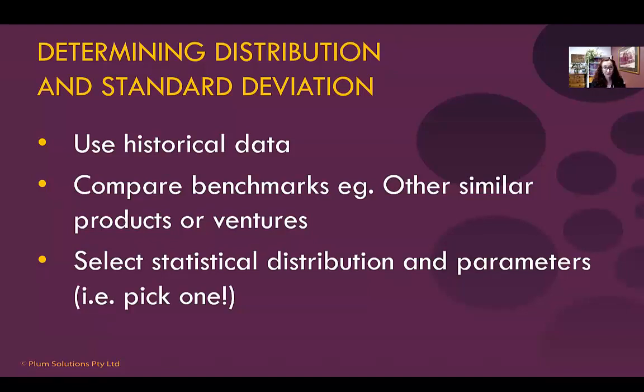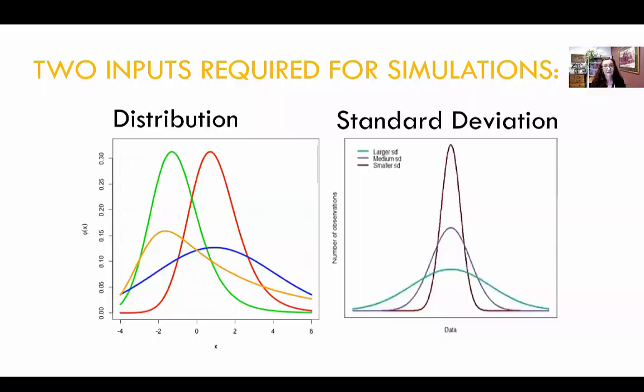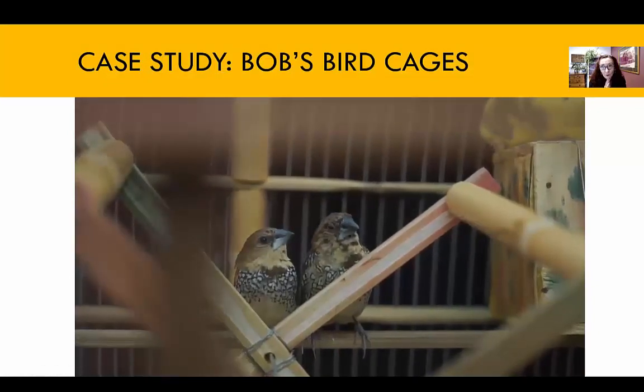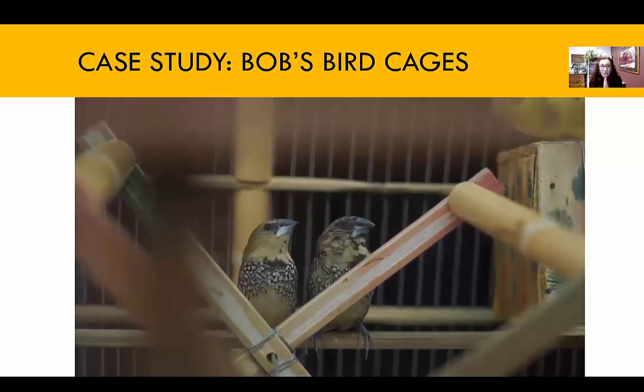We do need some historical data. We need to build our model. We need to come up with a statistical distribution. There's a couple of different distributions you can use. I'm going to talk about a normal distribution in this case because it's easier. So you need to know the mean, you need to know the distribution, and you need to know what that standard deviation is.